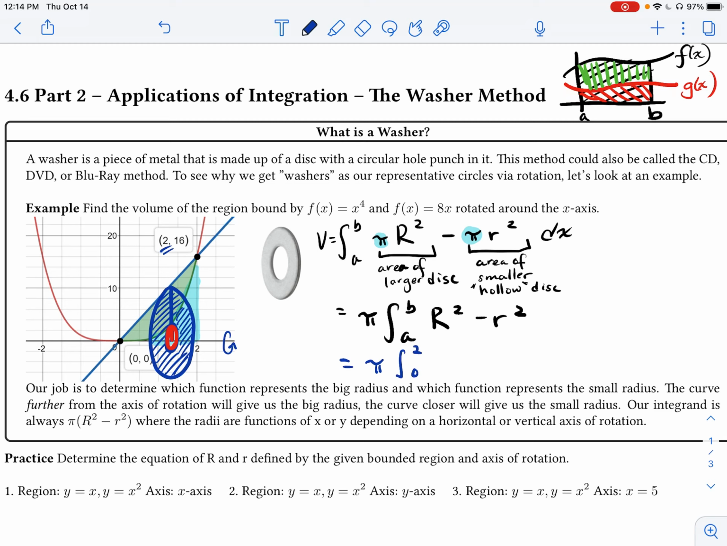What is the area of my larger disk? I need my larger radius here. I'm going to call this my larger radius. In this case, it represents the entire height of the function. Well, what is the larger function here? That would be our 8 to the x. That's our higher function. So the radius from the x-axis to any point along this line, 8x, is going to be our uppercase R. So uppercase R is going to be equal to 8x, and I can write this as 8x squared.